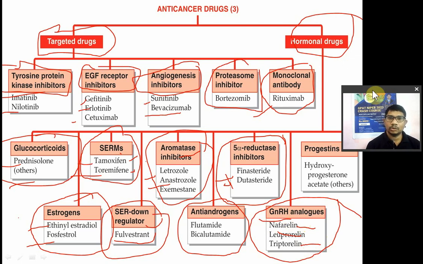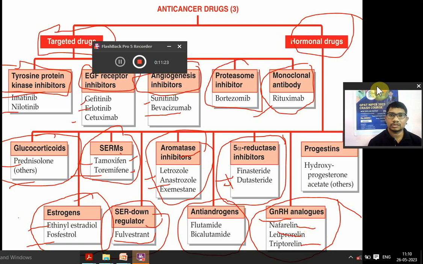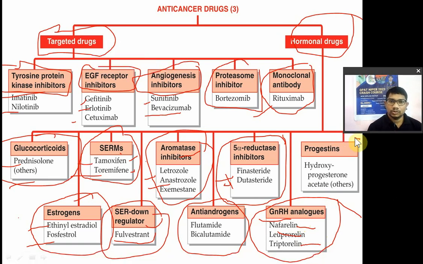Now the next category of hormonal drugs is known as progestins. In that you have hydroxyprogesterone acetate and other progesterone derivatives. So these are the hormonal drugs.